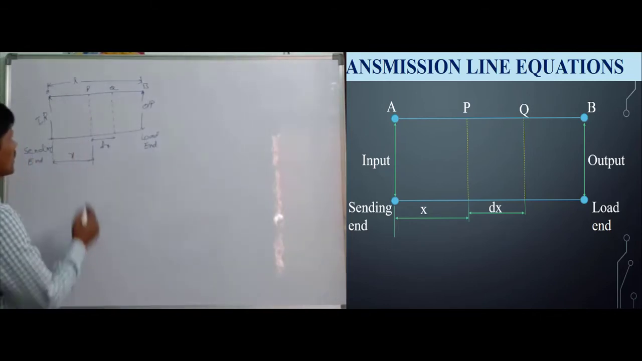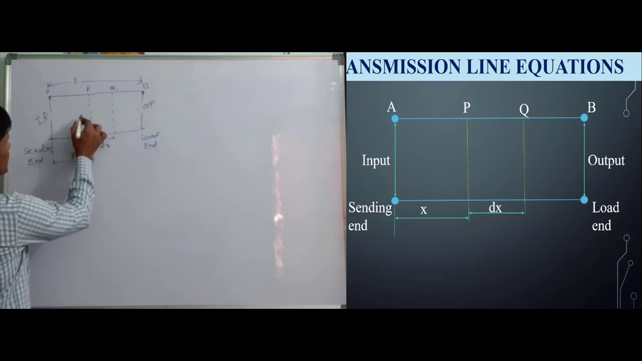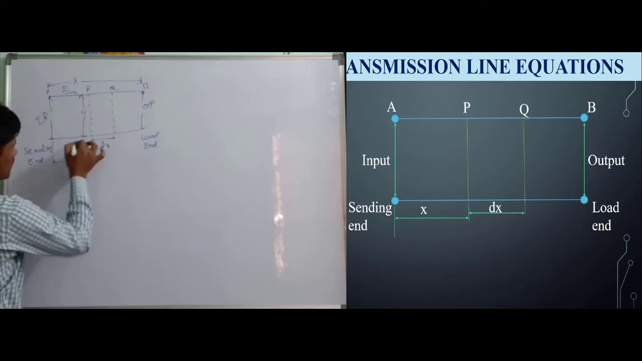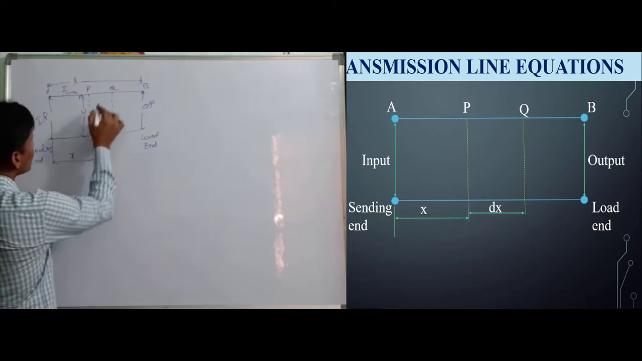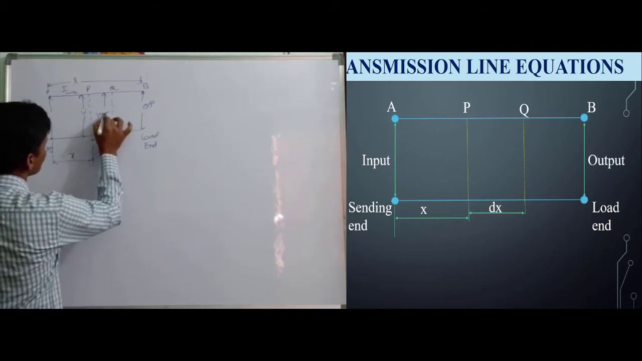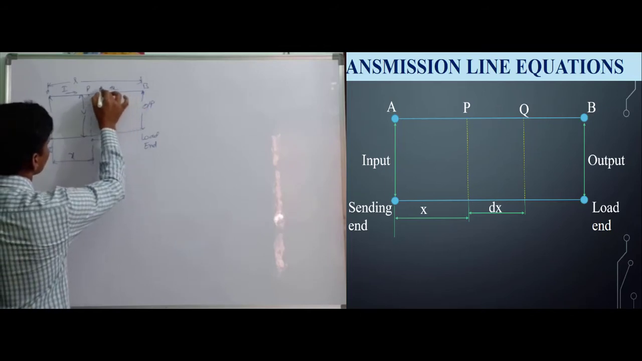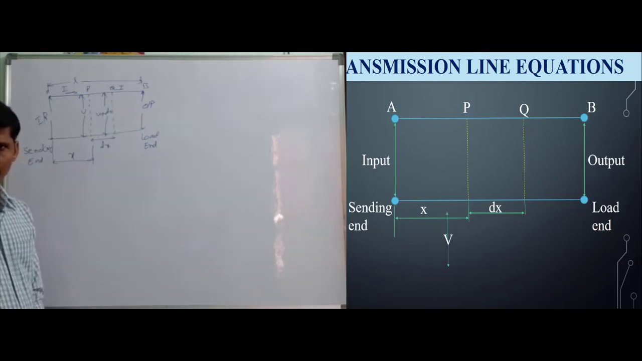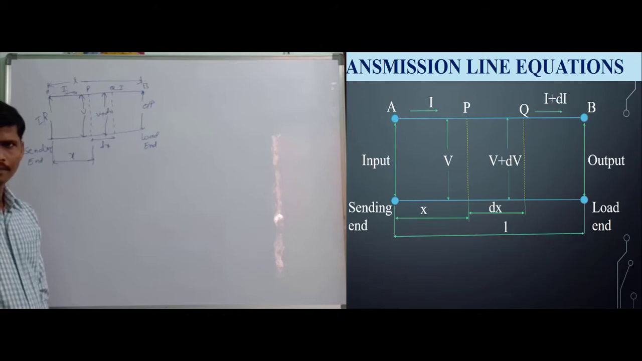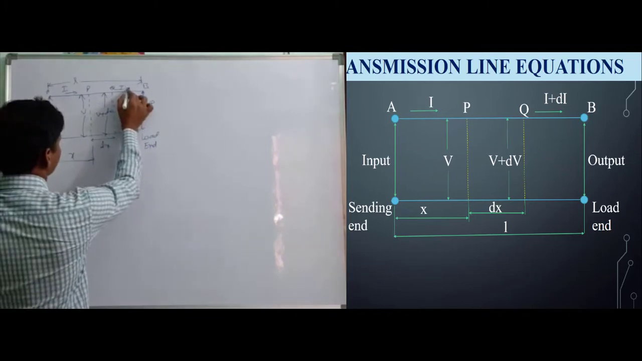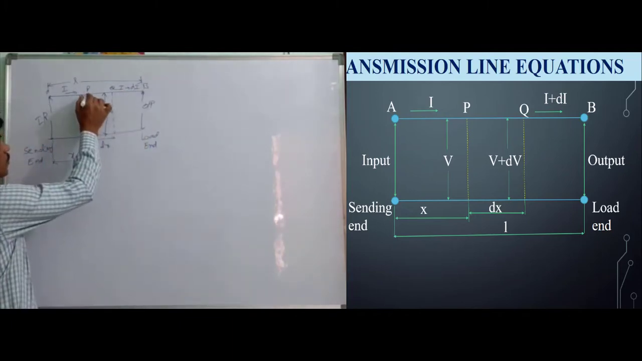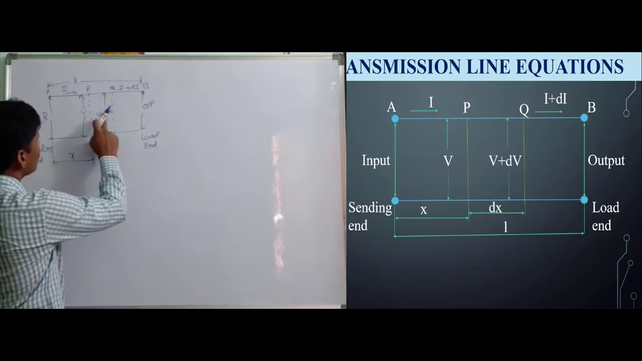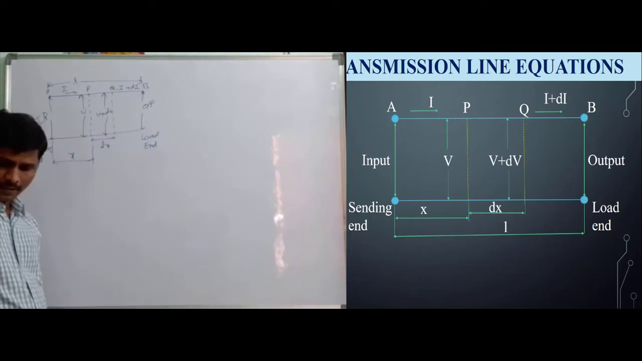At point P, the voltage and current are V and I. And at point Q, the voltage and current will be V plus dV and I plus dI.